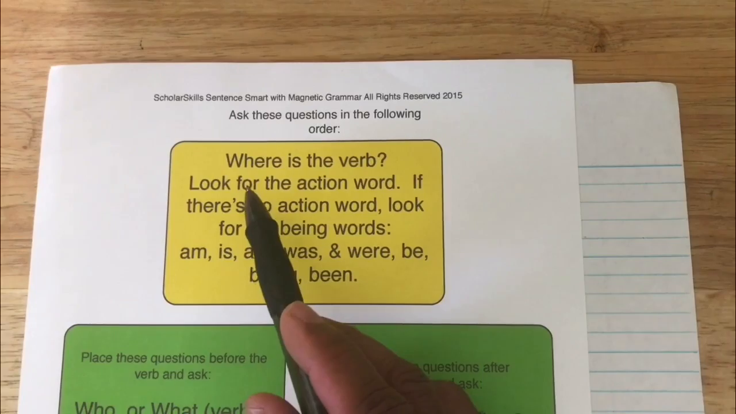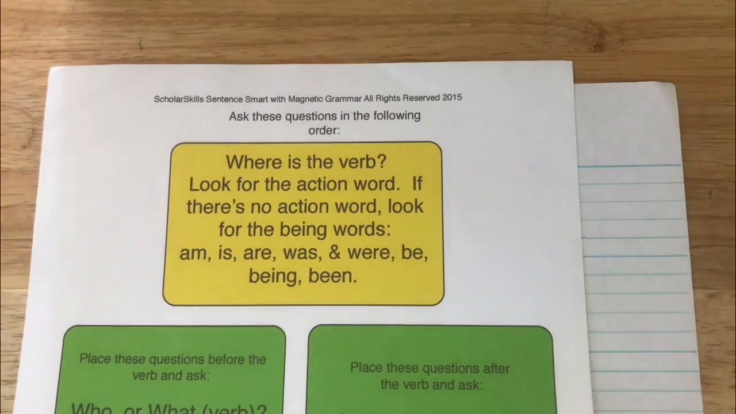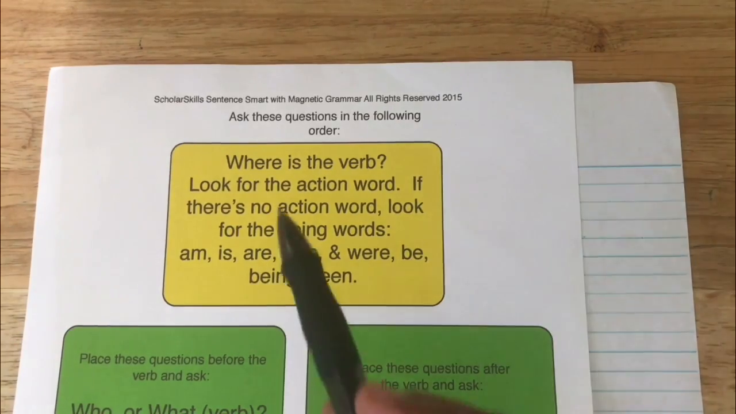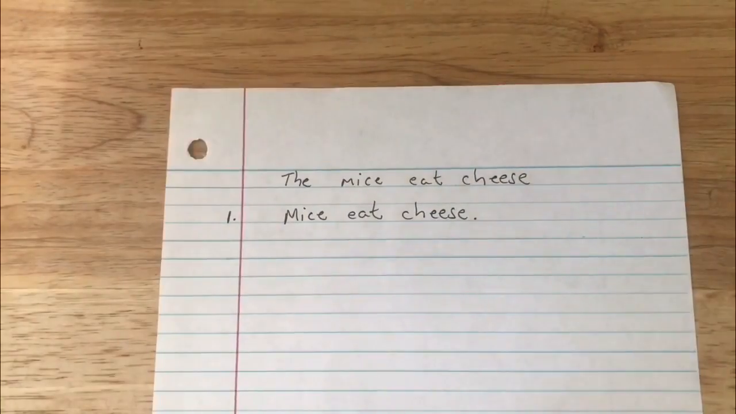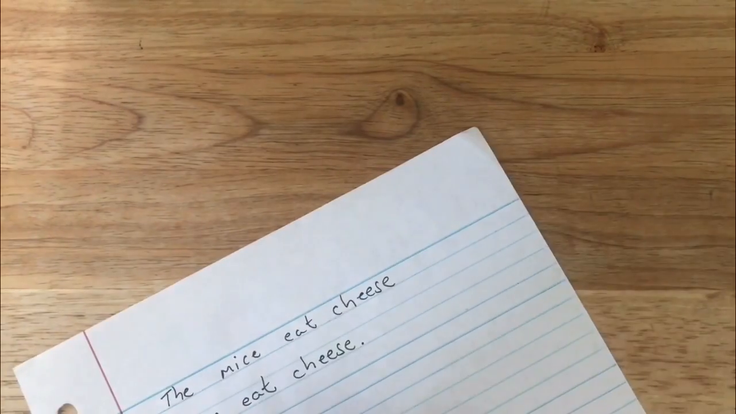where is the verb? You see that? That's always going to be your first question. We're going to interview the sentence in order to discover its parts and break it down into its parts. So our analysis will begin by asking questions about the sentence. And the first question we're going to ask is, where is the verb? So I'm going to write that question down.